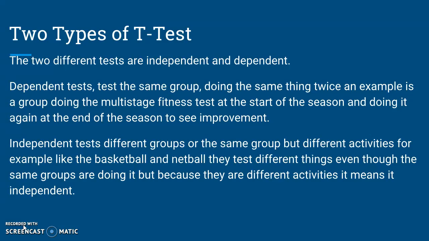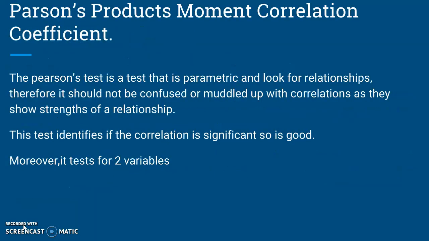So the types of t-tests are two different sets: independent and dependent. Dependent tests the same group doing the same thing twice. An example is a group doing the multi-stage fitness test at the start of the season and doing it again at the end of the season to see improvement. Independent tests different groups, or the same group at different activities. For example, like the basketball and netball test, they test different things even though the same group are doing it, because they are different activities. It means it is independent.